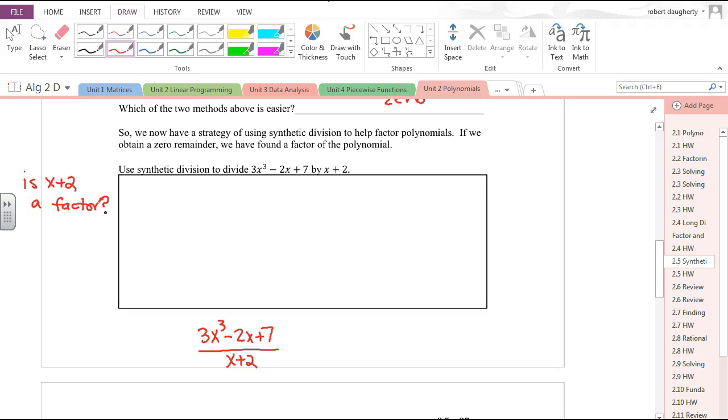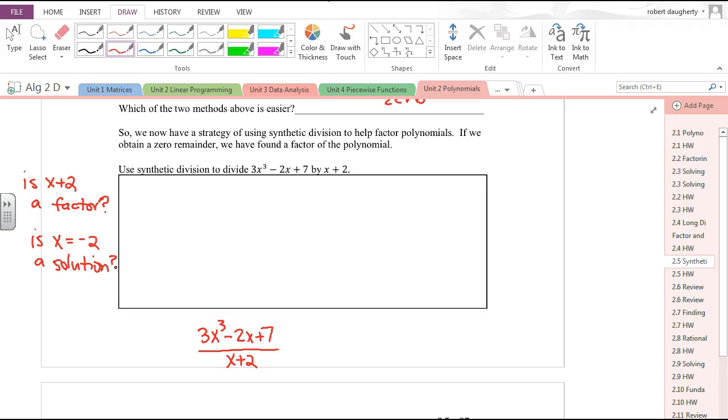So is x plus 2 a factor? That's the same as x equals negative 2 a solution. These are the equivalent questions. Is x plus 2 a factor, or is x minus 2 a solution?